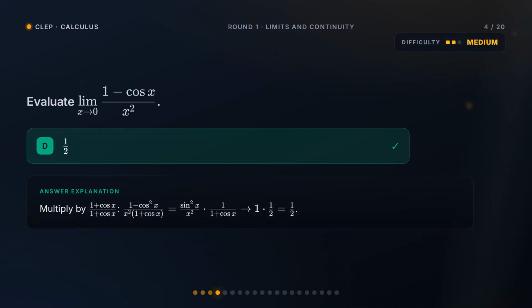Multiply top and bottom by 1 plus cosine x. The numerator becomes sin²x. Sin²x over x² approaches 1, and 1 over 1 plus cosine x approaches 1/2. So the limit is 1/2.